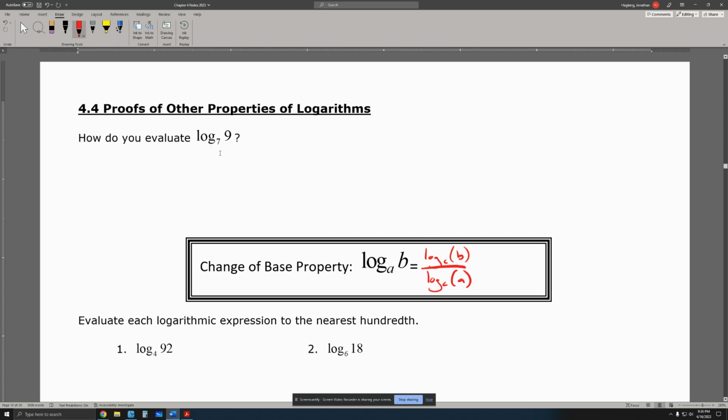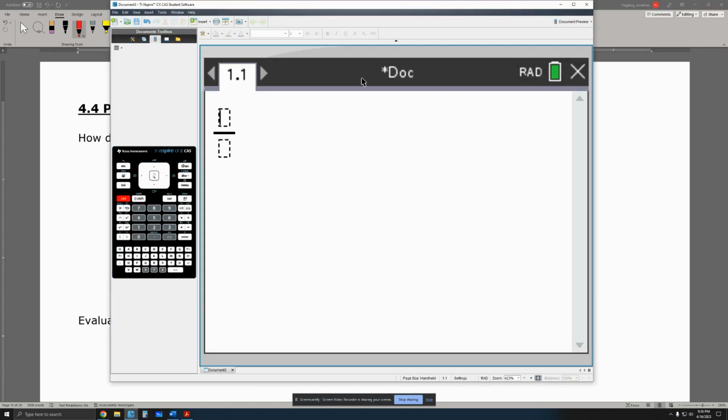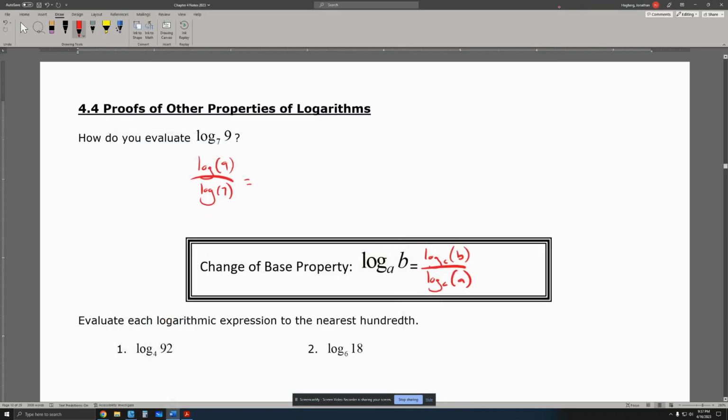Suppose I wanted to write this using the common log. Most calculators that have logs definitely have the common log. Not all can do other logarithmic bases. So for simplicity's sake, we're just going to say the common log. So this would be equal to the log of 9 over the log of 7. If I wanted to evaluate that, I could plug that into my calculator. Control divide, log of 9 divided by log of 7. Control enter. That's going to give me about 1.129.